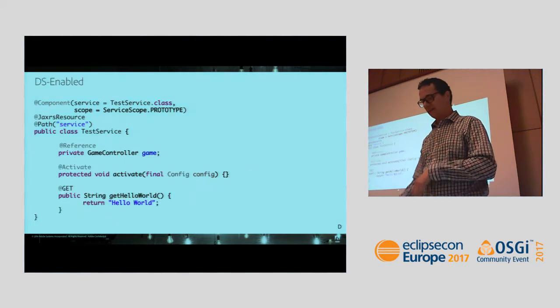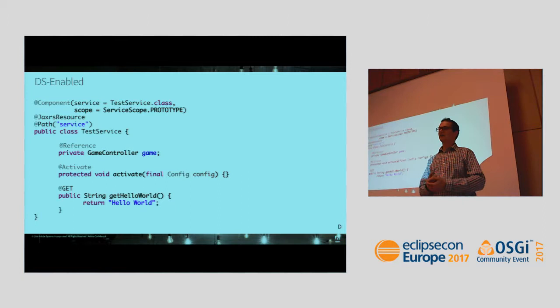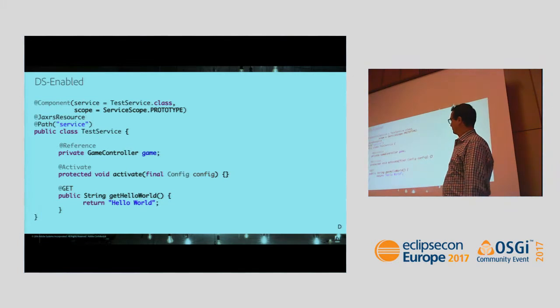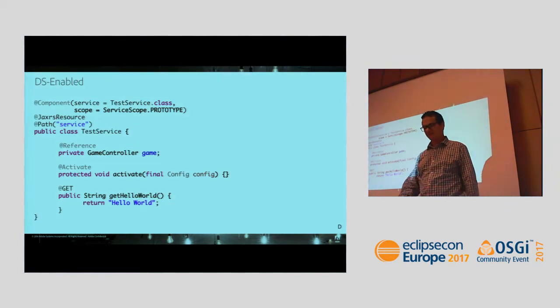And the nice thing is, it works great with other DS functionality as well. So if you want a JAX-RS bean that is injected by DS with some other service, then you can use @Reference. You can have activation methods. That all works nicely. You can just combine these together.